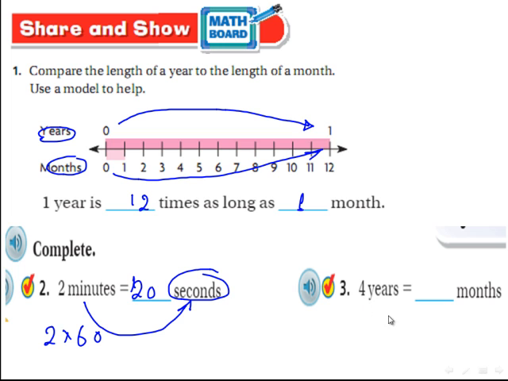Question 3. 4 years equals how many months? Here, he wants you to convert from years to months. Ask yourself, how many months are there in 1 year? And this is a relationship which was in our table. I know, teacher. There are 12. There are 12 months in 1 year. So I'm going to multiply 4 by 12. Great. 4 by 2 equals 8. 4 by 1 equals 4. So there are 48 months in 4 years.